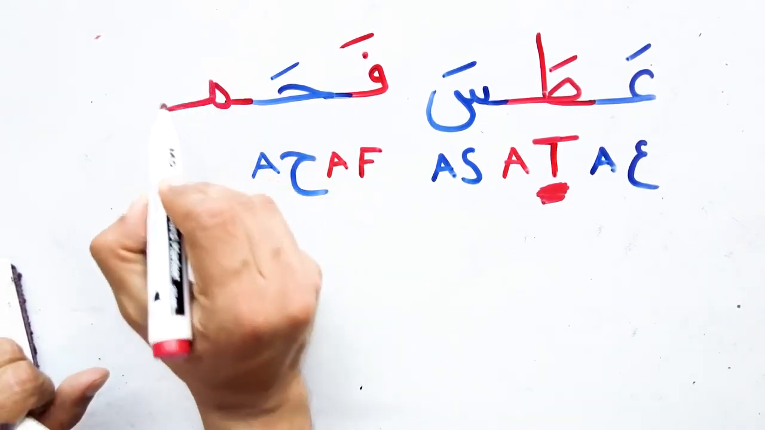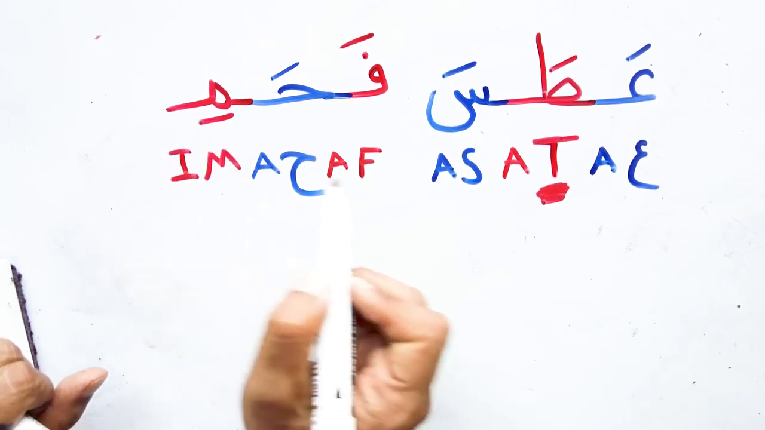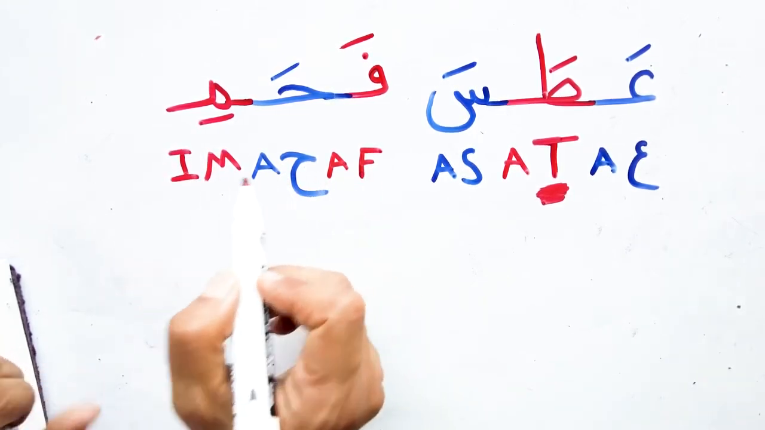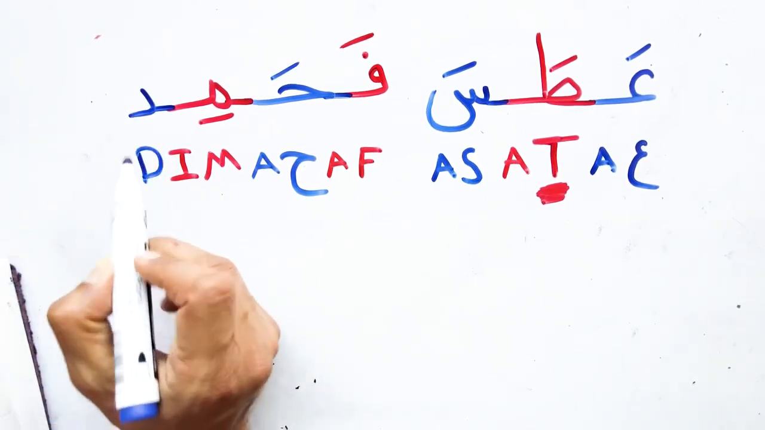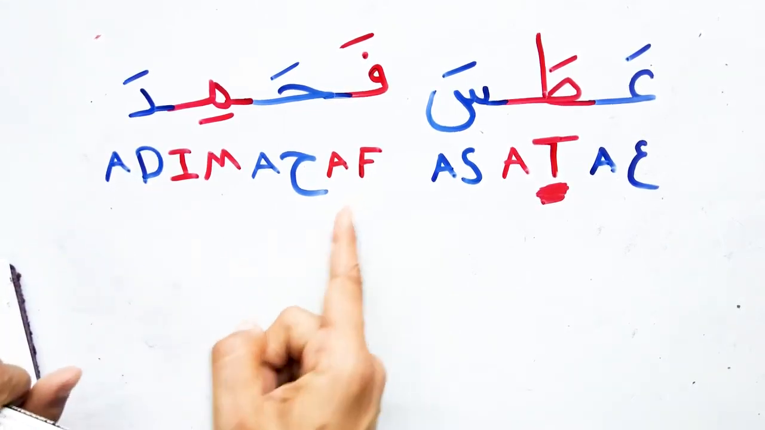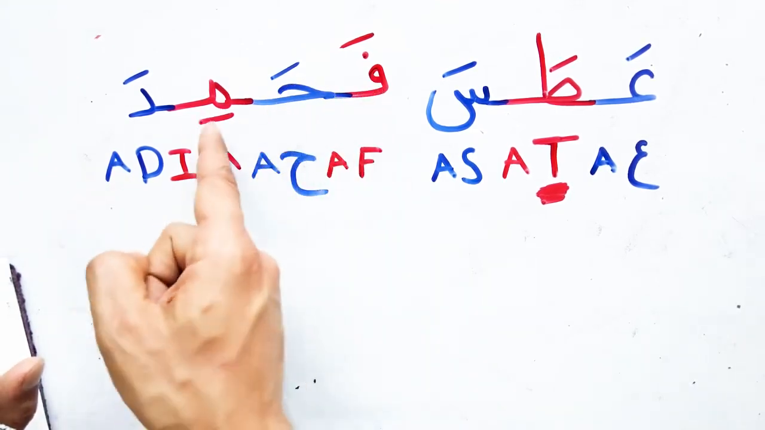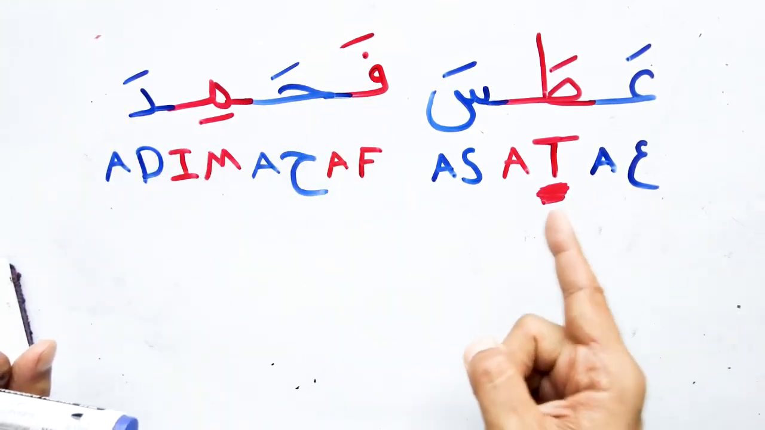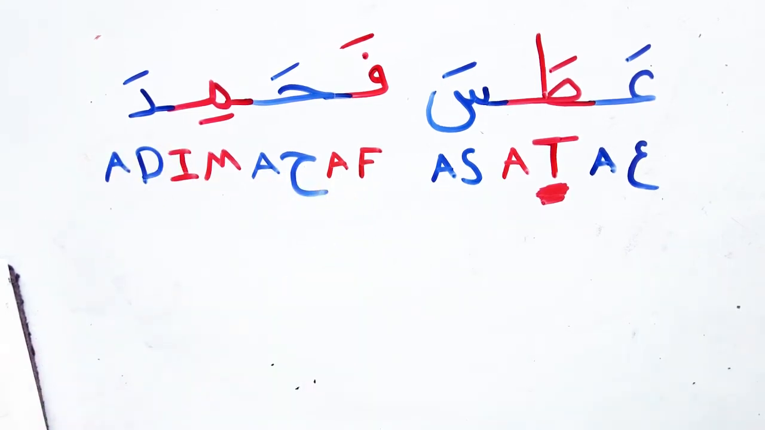me. The sound of M with kasra, it sounds like I. Fahami. This one sounds like D. With this mark on the top, it sounds like A. So it is fahamida. عطس فحمد. Let's check another one.